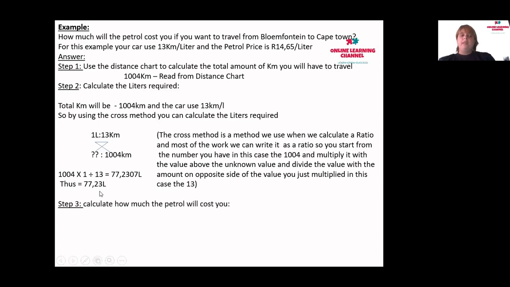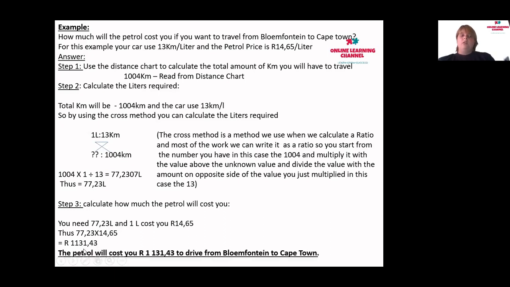Step 3, calculate how much the petrol will cost you. In other words, they told you in the example that the petrol price is 14 Rand 65 per liter. You know you need 77,23 liters. So you're going to say 77,23 liters multiplied by 14,65 Rand. That's going to give you a total of 1,131,43. The petrol will thus cost you 1,131,43 Rand to drive from Bloemfontein to Cape Town.